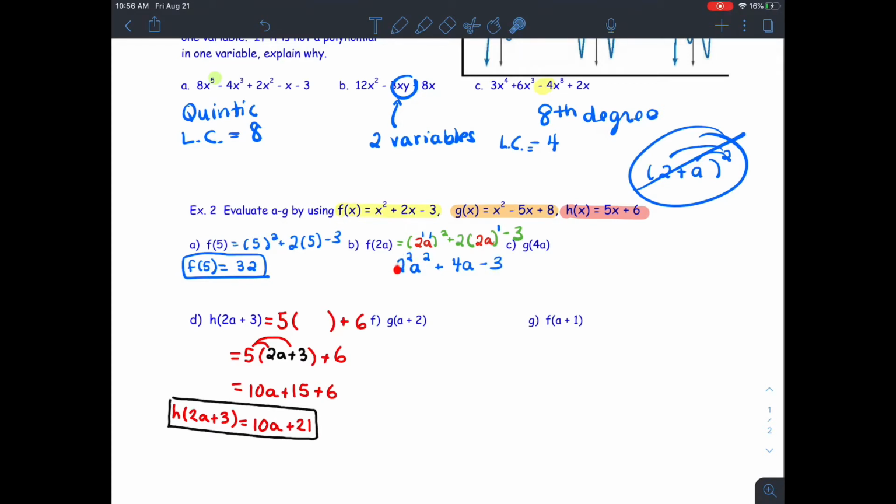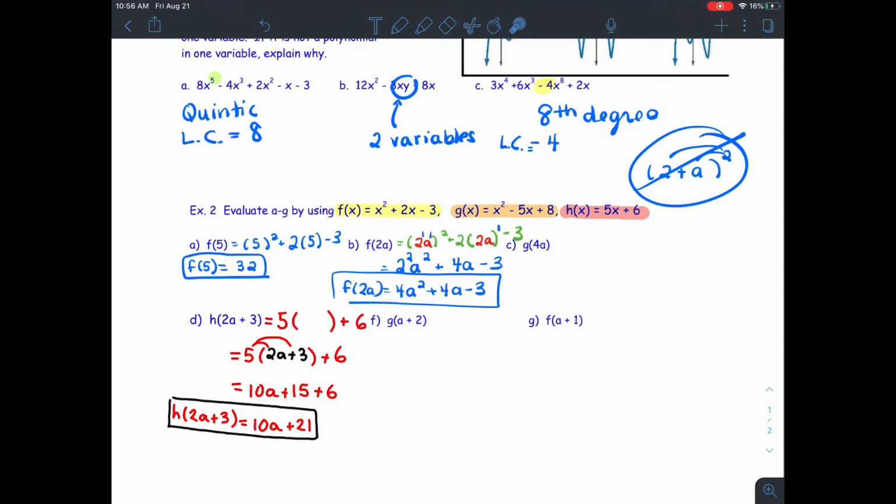Then we have our -3. We should change this 2 squared into a 4 and say we have 4a squared plus 4a minus 3 is what our answer would be for f of 2a. You'll notice the difference. If you are only plugging in a constant, your answer is a constant. However, if you're plugging in a variable, then your answer is another expression that you've created. Okay, let's try this one.